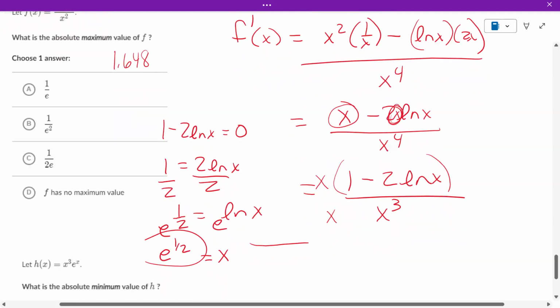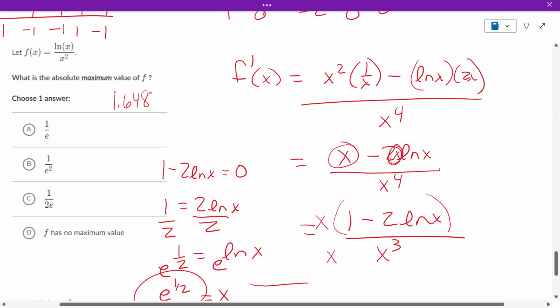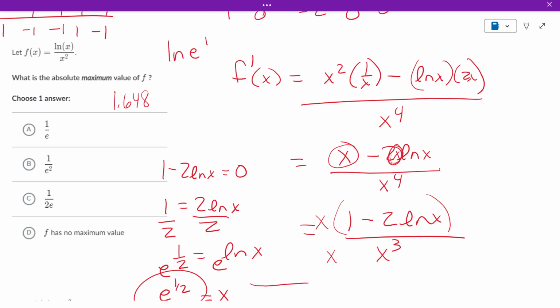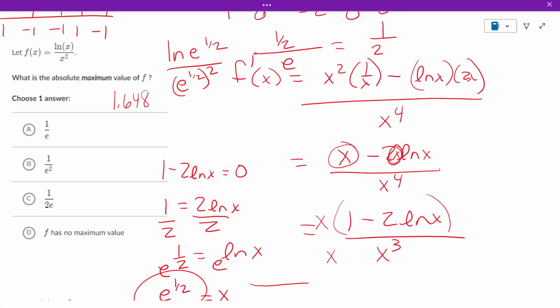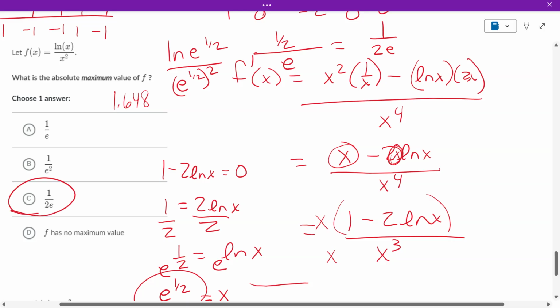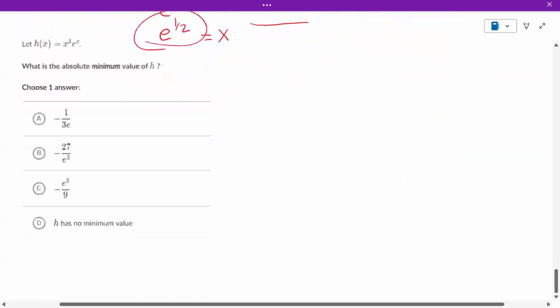So here's what we do. e to the 1/2 was the right answer. I was wondering why that wasn't the right answer. You stick it in here. The ln of e to the 1/2 over e to the 1/2 squared. The ln of e to the 1/2 is 1/2, over e to the 1/2 squared, which is e, so it's 1 over 2e. We're looking for the y value, not the x value. You can find this by graphing, yes.